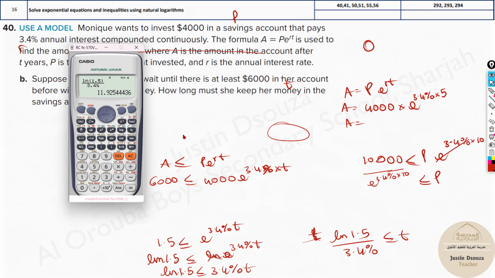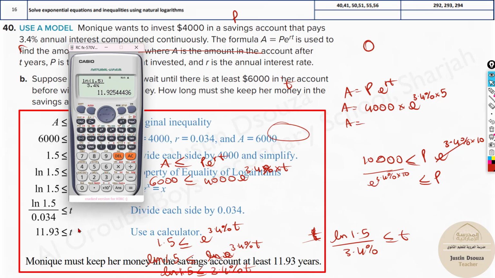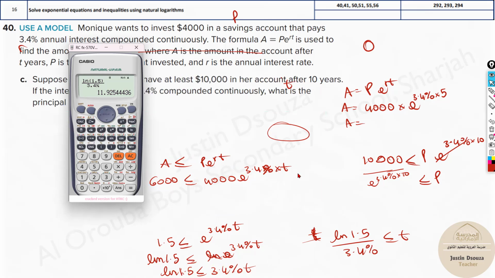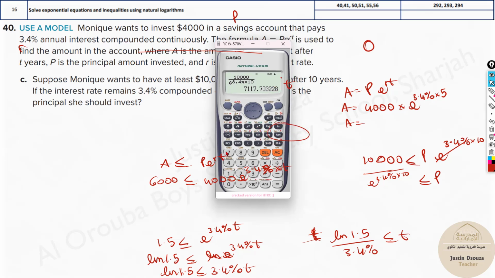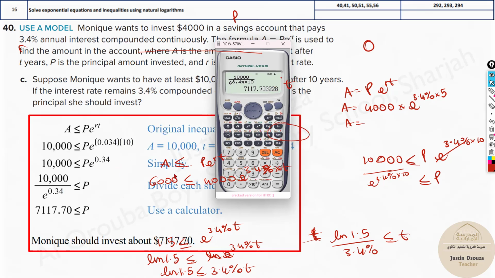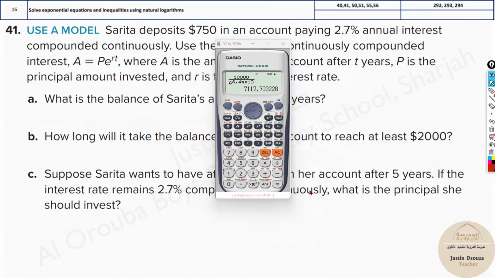And the answer is 11.93, you can say. Yes, that's correct. 11.93 is less than or equal to t. And lastly, we have over here, it's 10,000 divided by e to the power 3.4%. That's over here, multiplied by 10 years. The answer is 7017.7. That's the answer. If you know how to write the formula and substitute, very simple.